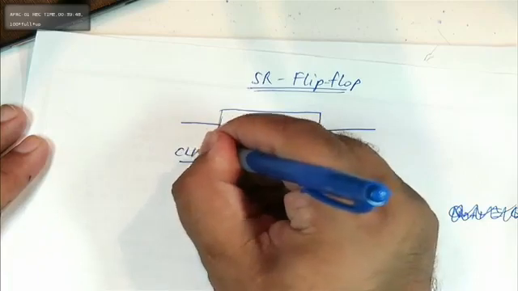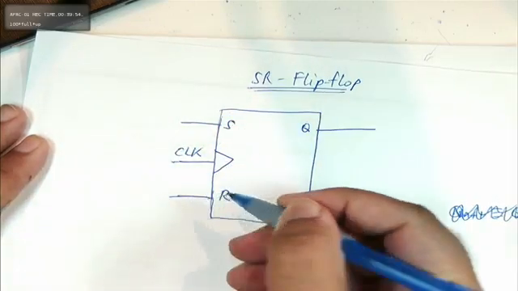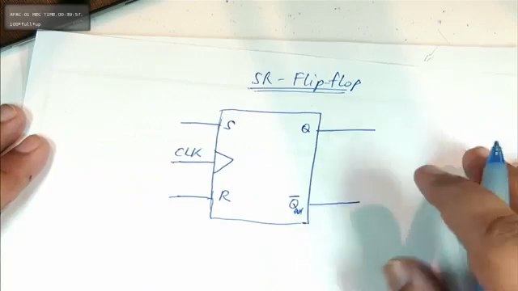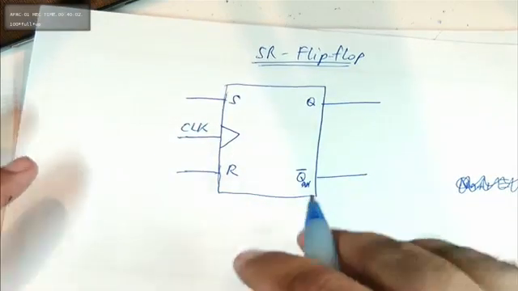This is your clock. All right, set? Happy with that? Okay. Now, how do we build the D flip-flop?